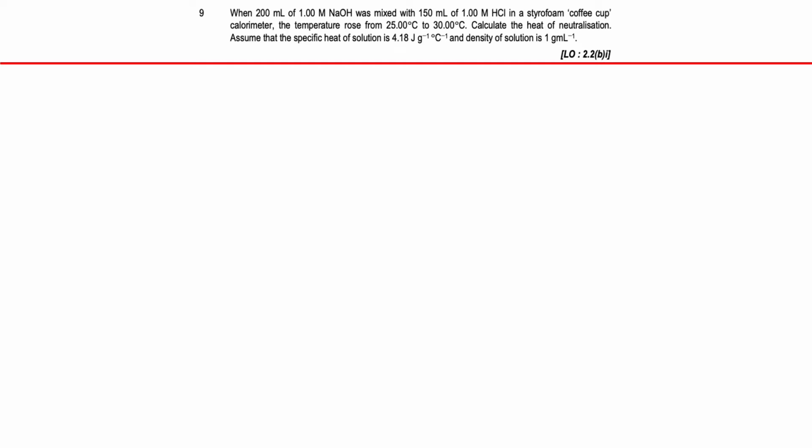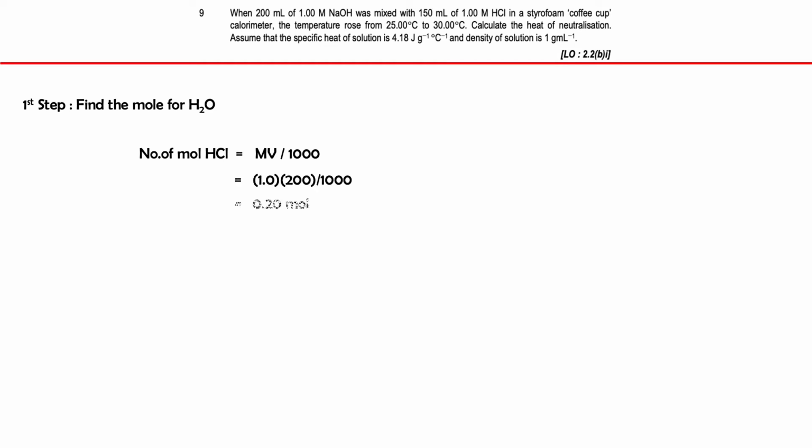The first thing that we have to do is to find the mole of H2O. Why do we need to find the mole of H2O? Because the question is asking for the heat of neutralization. And in order for us to find the mole of H2O, we have to find the number of moles for hydrochloric acid and NaOH first. So for this, we are going to apply the formula MV over 1000 because we have volume and concentration. Substitute the values and we are going to get 0.20 mole.